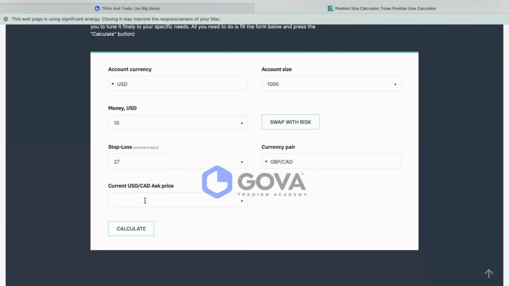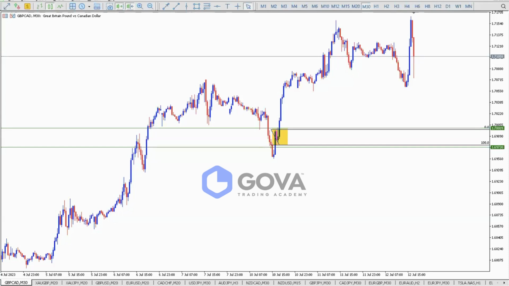Now, what about this area? On this area, it is asking you to put the current market price. Put the current market price in this column here. So let me see what the current market price is for GBP CAD. Now you have to be fast on the current market price. As you can see, this is the current market price here.